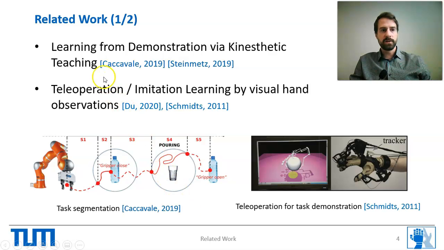The related work shows that in the learning from demonstration domain, kinesthetic teaching is the common way to learn a task and segment it into skills. In the teleoperation and imitation learning domain, visual hand observations have been used to learn a task from the human or to directly teleoperate a robot from the human hand.